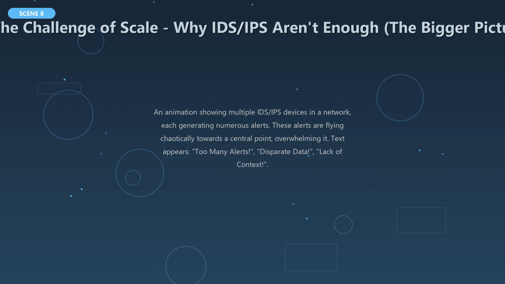However, as organizations grow, as their networks become more complex, and as the sheer volume of security events skyrockets, a new challenge emerges: the problem of scale, correlation, and context. Imagine you have dozens, hundreds, or even thousands of IDS/IPS sensors deployed across your enterprise. Each of these devices is constantly generating alerts. A single NIDS might flag hundreds of suspicious packets per hour. A HIDS on a busy server could log thousands of system events. Multiplied across an entire organization, this quickly leads to a deluge of security alerts and log data.